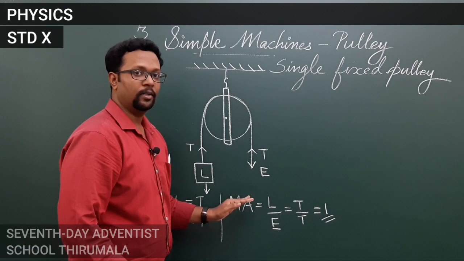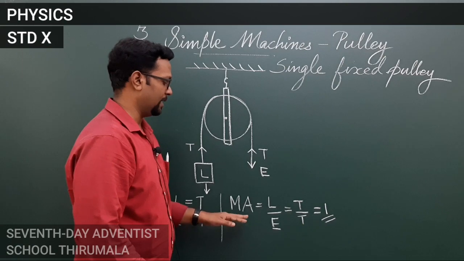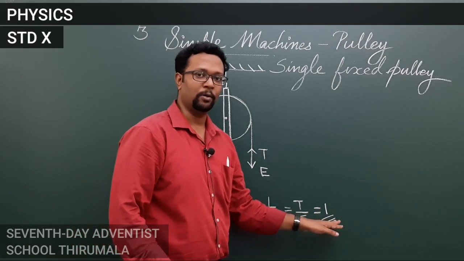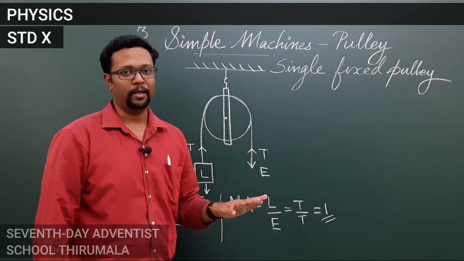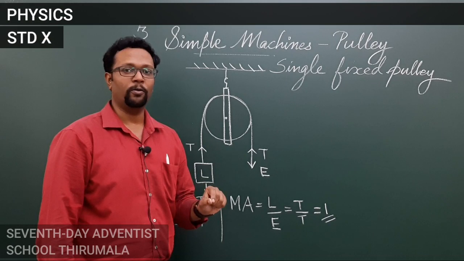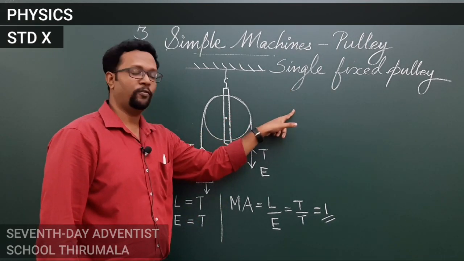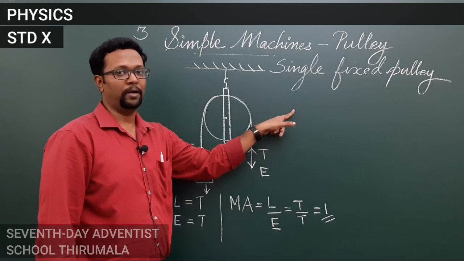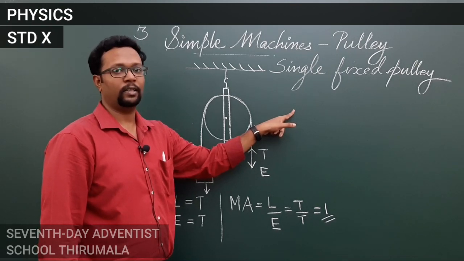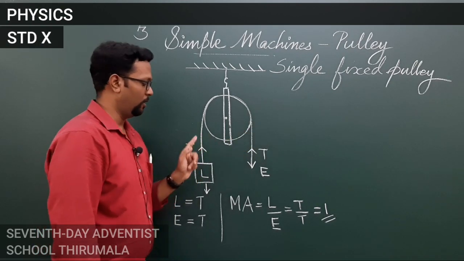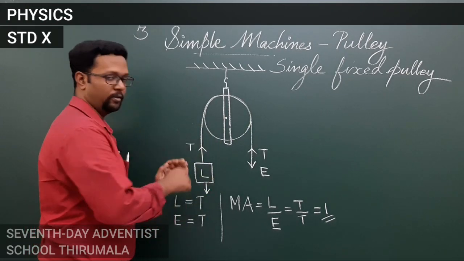I hope you remember what we studied in the case of levers. When we studied levers, we learned that when the mechanical advantage of something is equal to 1, it is not a force multiplier and it is not a speed multiplier, but it is used for changing direction. So a single fixed pulley is used for changing the direction of application of force. Look, here the load is giving its force in the downward direction.